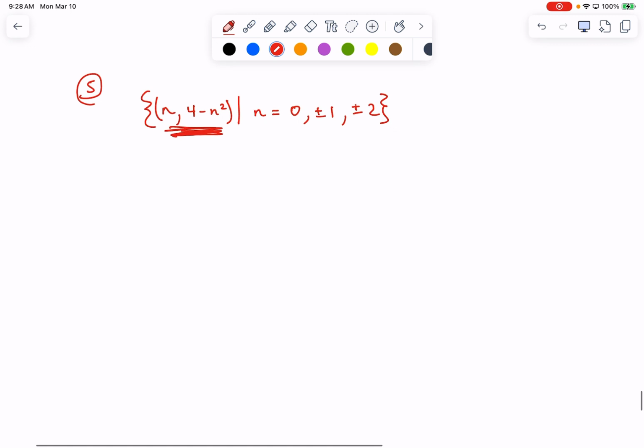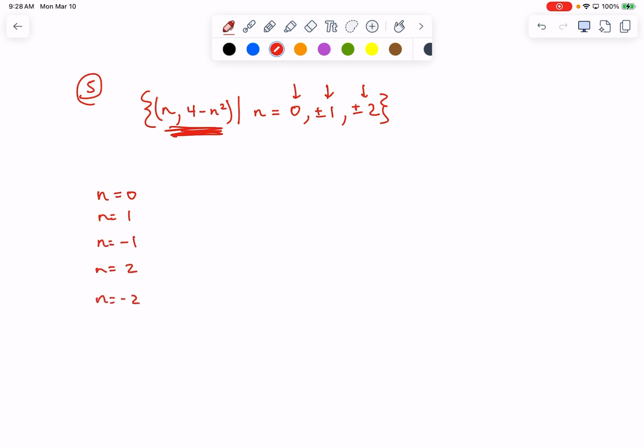Okay. So here's what you do. They tell you that n is equal to 0, plus or minus 1, plus or minus 2. So how many points are there? Close. You got plus or minus 1, plus or minus 2. So there's actually just 5 points. There you go. So you got n equals 0, n equals 1, n equals negative 1, n equals 2, and n equals negative 2.